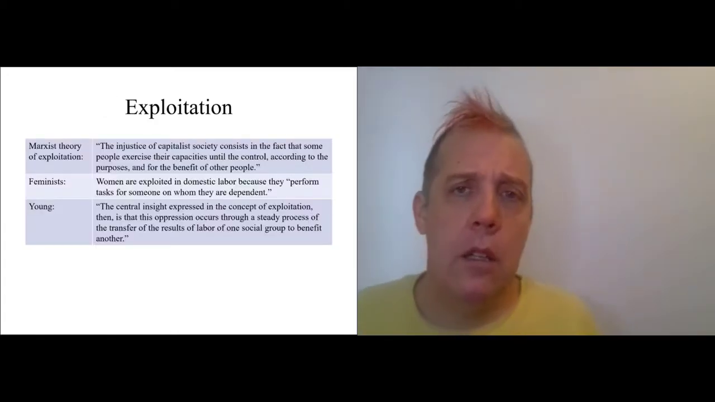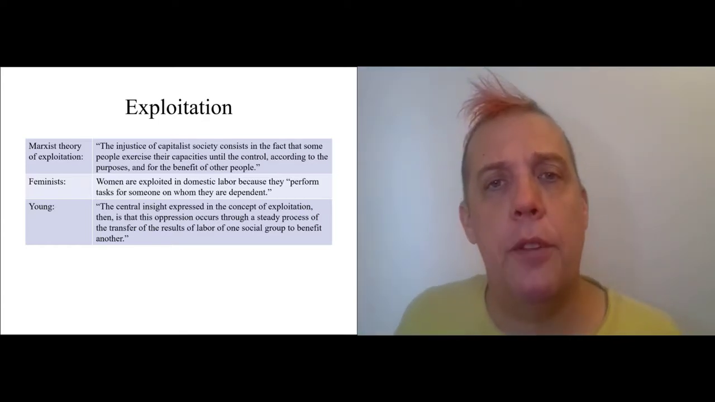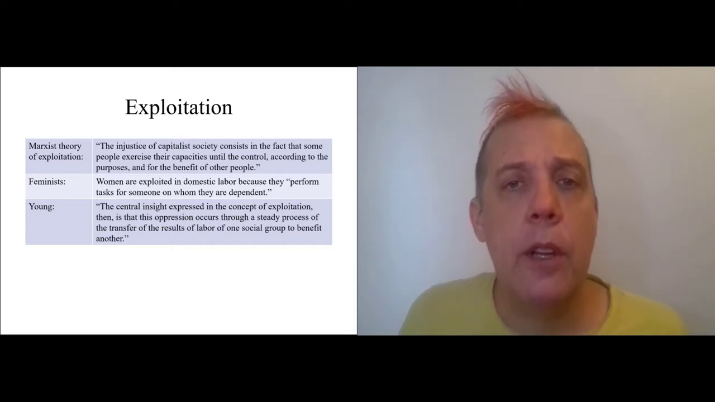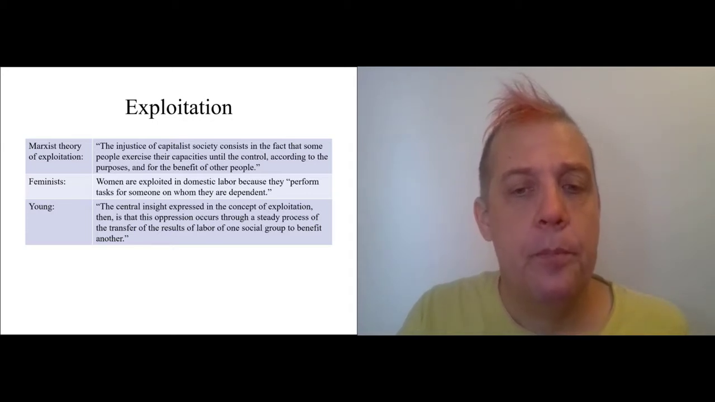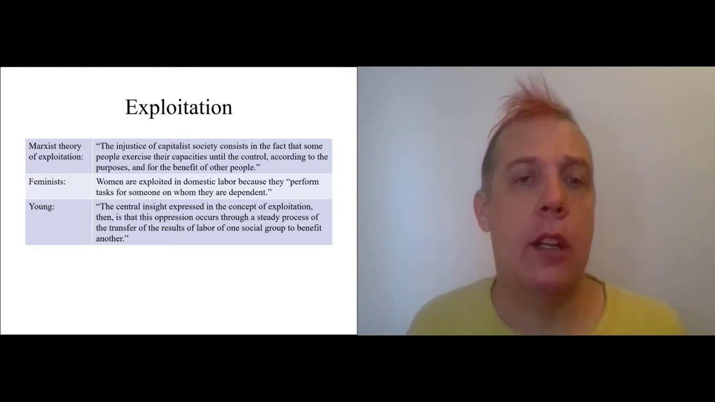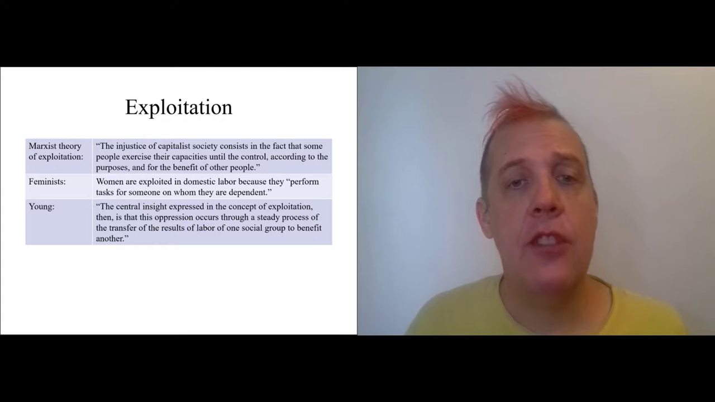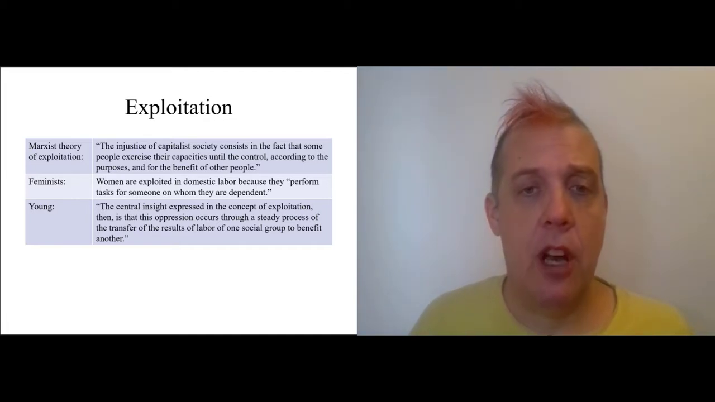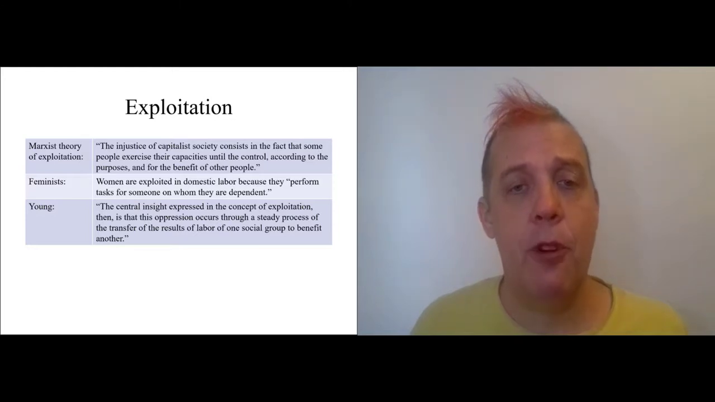So again, Young here is working in contrast with older Marxist theories. Older Marxist theories began with the assumption that all oppression is essentially the oppression of the working class. It's all about the oppression of labor and the proletariat. And this oppression consists in the fact that, as it's put here, some people exercise their capacities under the control, according to the purposes, and for the benefit of other people. So what does that mean?